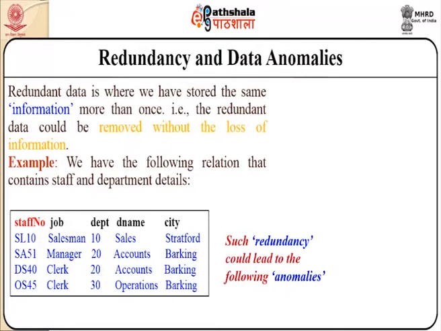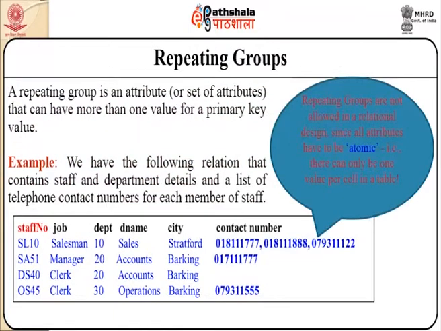So, these kinds of anomalies are to be treated by performing a normalization, and thereby we ensure redundancies and anomalies are not there completely in a relation. Now, we will start defining repeating groups. That means, we have a lot of redundant information.